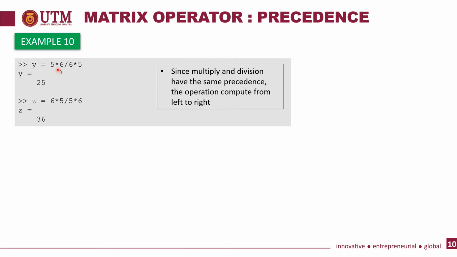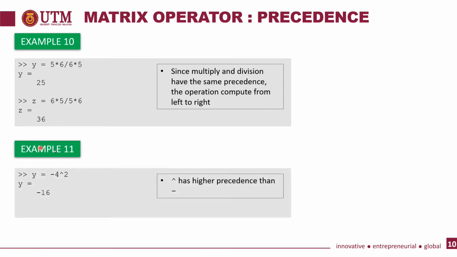Okay, so 5 multiplied by 6 and then divided by 6 and then multiplied by 5. 5 multiplied by 6 is 30, 30 divided by 6 is 5, 5 multiplied by 5 will become 25. So similar with this example, because multiplication and division have the same precedence, the same level of execution, it will go from left to the right.